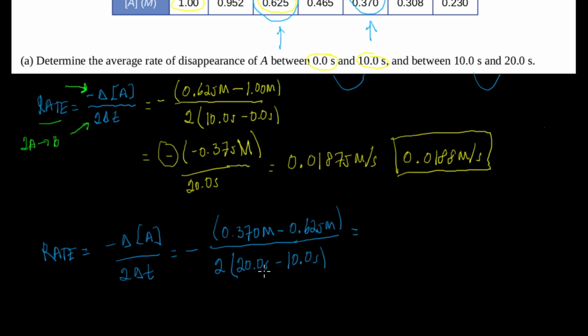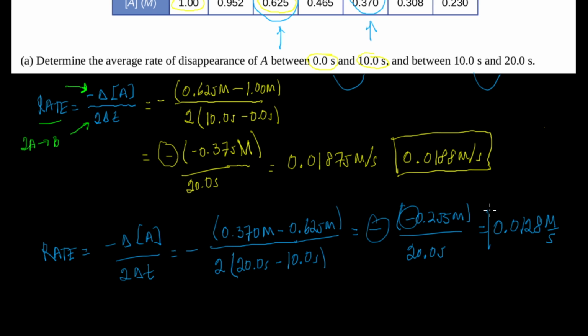So up on top we'll have a negative number, down on the bottom we'll have a positive, and we have this negative sign to change it to a positive overall rate. So this is equal to negative 0.255 molar on top, and down the bottom you can see how it should be 20.0 seconds. If you divide these, again, these negative signs take care of the negative quantity. We get a value of 0.0128 molarity per second when you round that off to 3 sig figs.